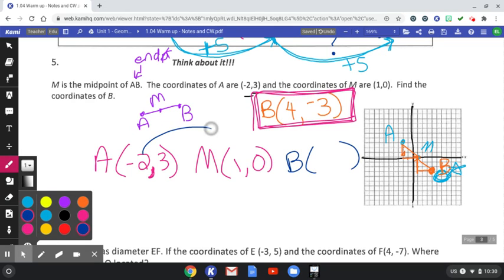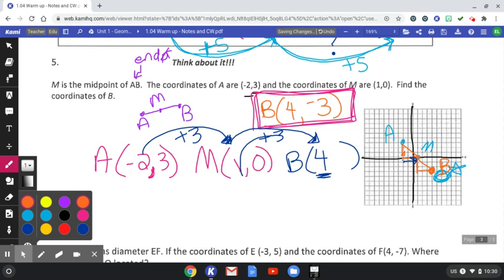How do you get from -2 to +1? Well, from -2 to +1, we moved over 3. So we add 3. How do you get from 1 to the new x value here? We're going to add 3 more. So 1 plus 3 more gives us 4.